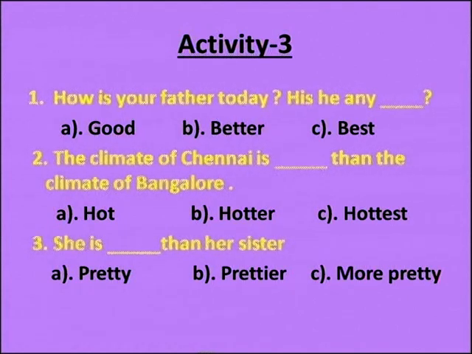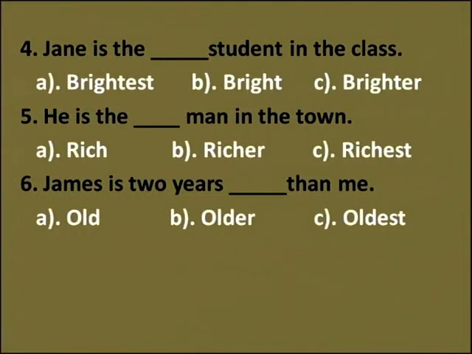Next, she is dash than her sister. Here, than is here. When than is here, what should we write? Yes, comparative form. What is the comparative form? Yes, prettier. She is prettier than her sister. Next, Jane is the dash student in the class. Here, the is here. That's why we should add the superlative form. What is the superlative form? Yes, brightest. Jane is the brightest student in the class. He is the dash man in the town. Here, the is here. When the is here, what should we write, friends? Yes, we should write richest. He is the richest man in the town.